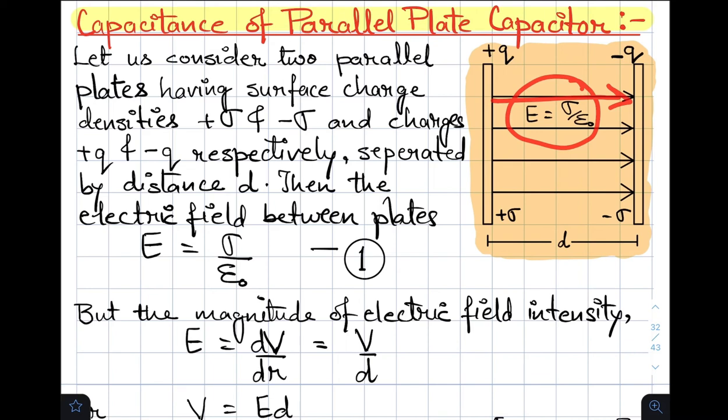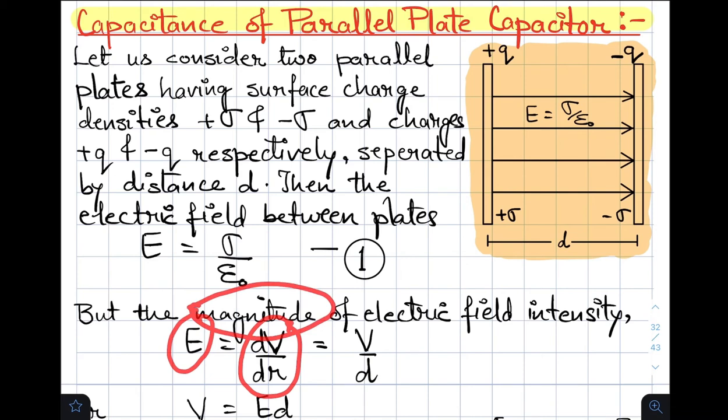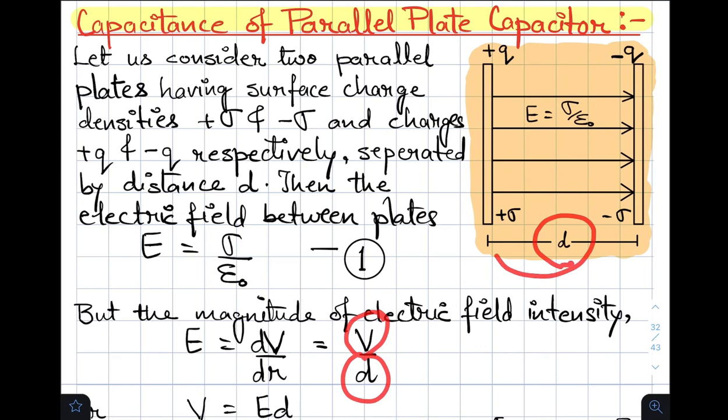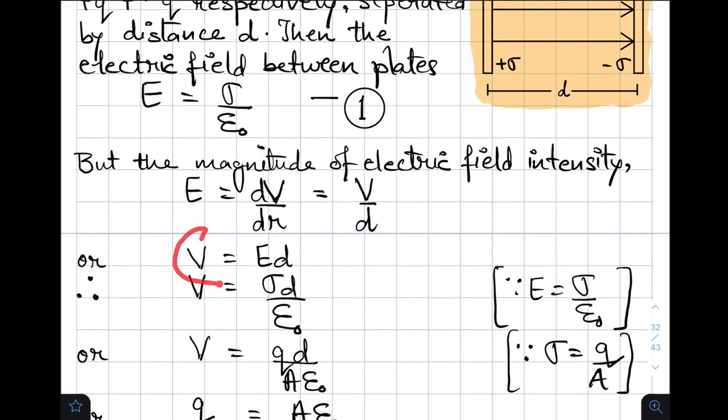But what we also know from the previous chapter, and even from this chapter, is that the electric field intensity is equal to dV upon dr. Now, from equipotential surface we had this formula. We are only talking about the magnitude right now, not the direction. dV here we can take as V, the potential, and dr is the distance, which is d here. So we have E equals V upon d, or V equals E into d.